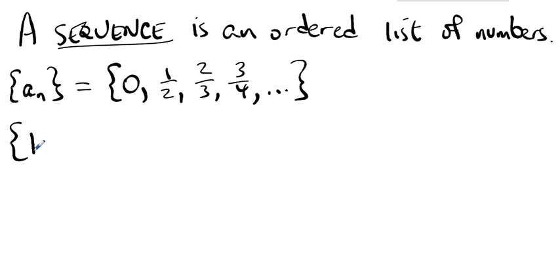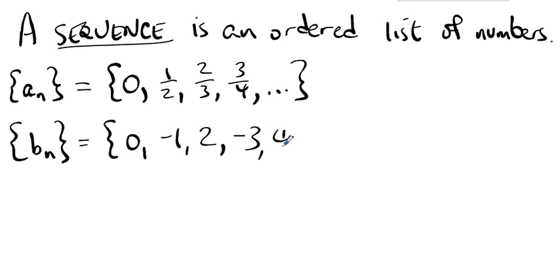You might have a sequence B sub n, and the B sub n sequence might be 0, -1, 2, -3, 4, and so on. That would be fine. This is B sub 0, B sub 1, B sub 2, B sub 3, and so on.